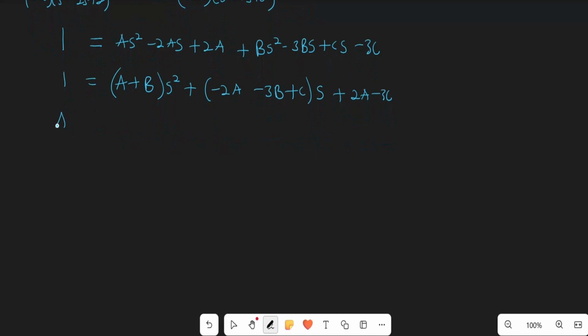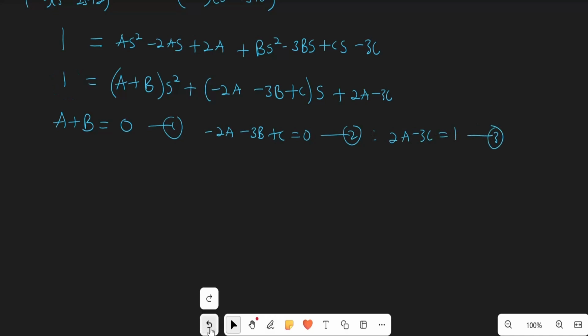So we have A plus B is equal to 0. So the coefficient of s squared on the left hand side is 0. There is no s squared here. This is equation 1. We have negative 2A minus 3B plus C, this is equal to 0 as well. Equation 2, the coefficient of s is 0 on the left hand side, right? And now the last one is 2A minus 3C. This one is equal to 1. The constant term on the left hand side is 1.